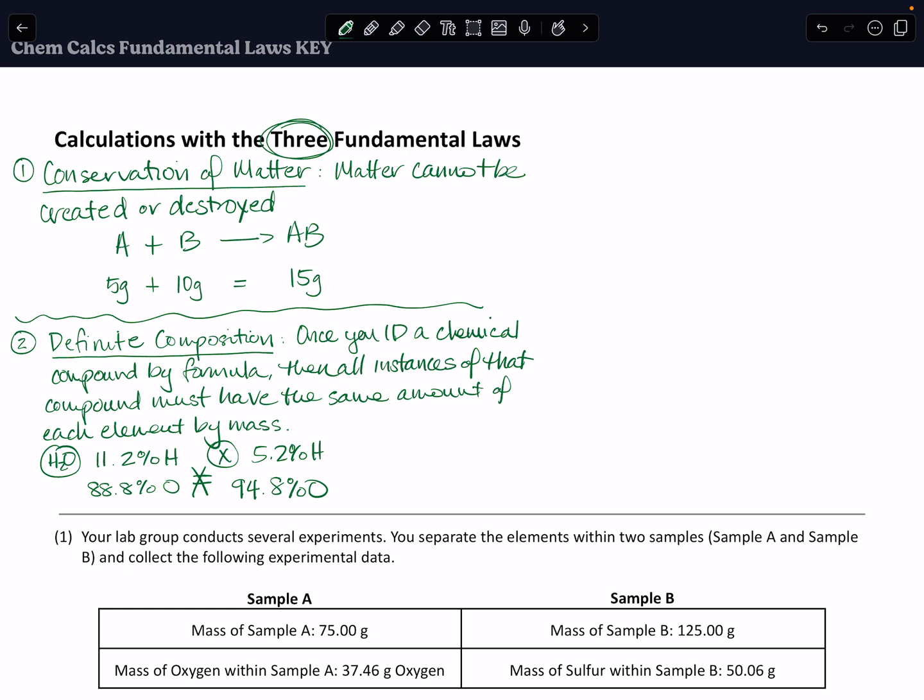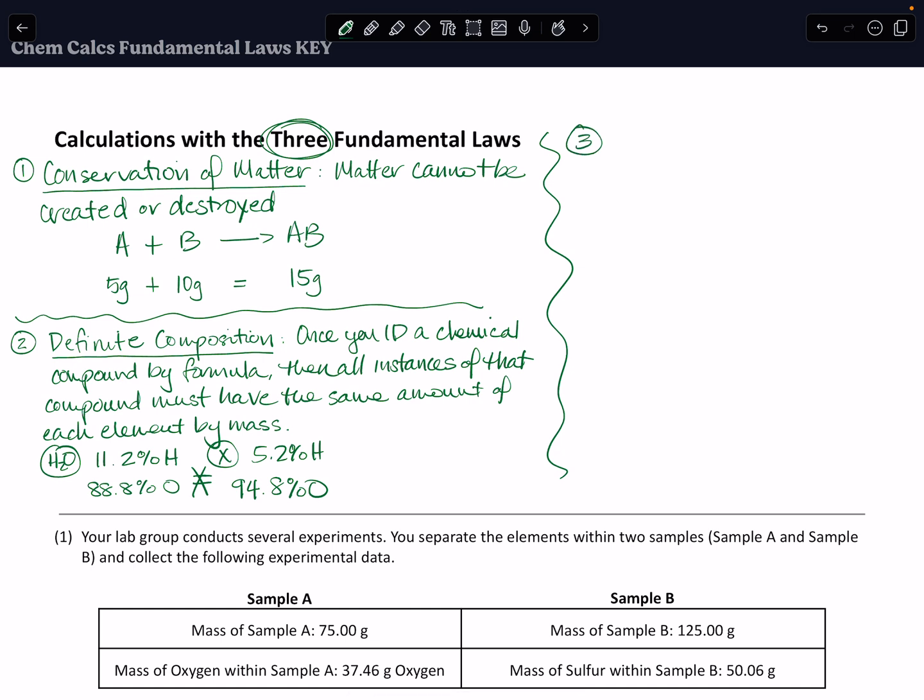Compound X must be something different. So when scientists identify new compounds, one thing that they can do is determine the percentage by mass of each element within that compound and use that to compare it to known compound profiles. That either can put them in the ballpark of what it might be or eliminate compounds that it definitely cannot be. All right, so the law of definite composition is pretty handy to the scientists.